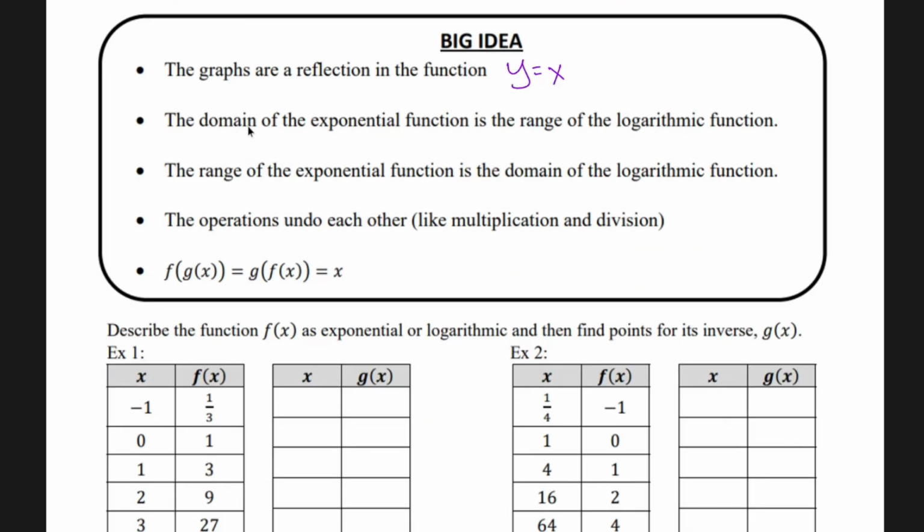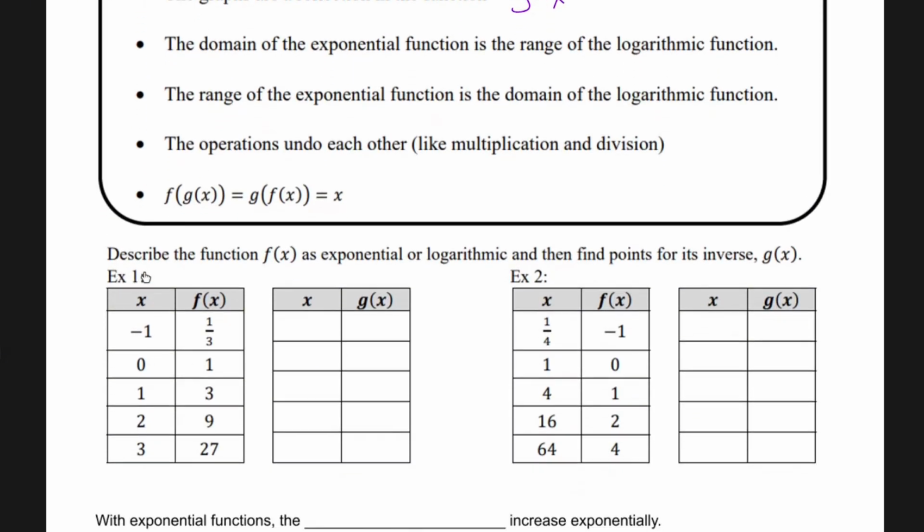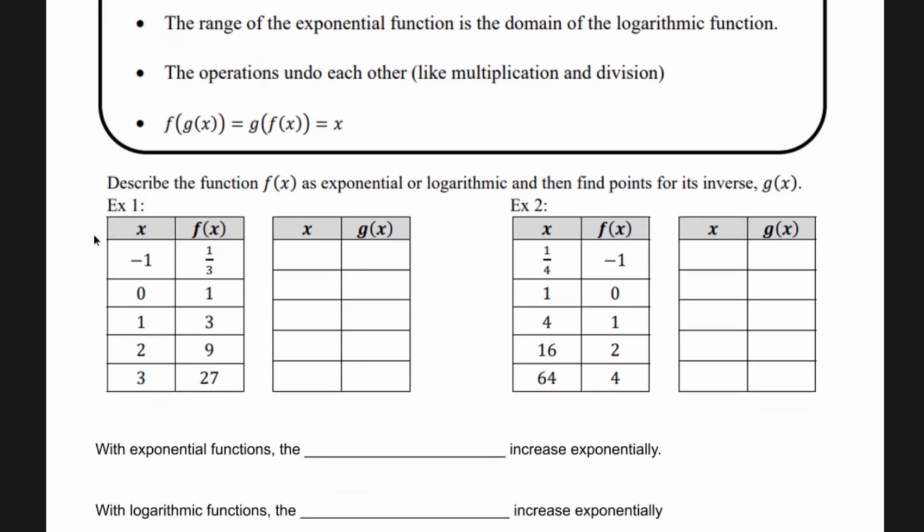We know that. The domain of the exponential function is the range of the logarithmic function. That makes sense because they're inverses. And the range of the exponential function is the domain of the logarithmic function because they're inverses. The operations will undo each other like multiplication or division because they're inverses. And because they're inverses, f of g of x is the same as g of f of x, which must equal x. Now, we're not going to necessarily talk about some of the main rules, not yet. But that will really come into play later on.